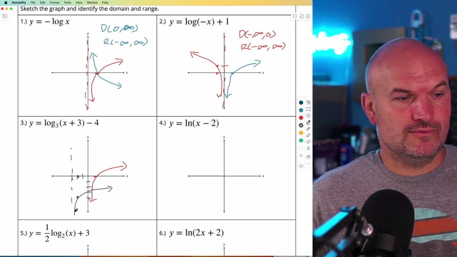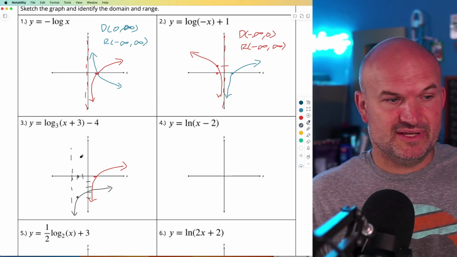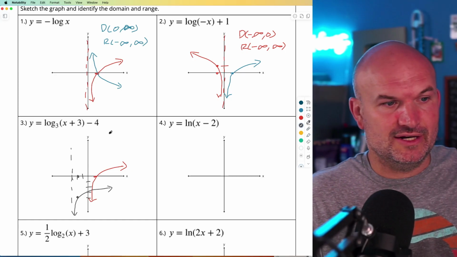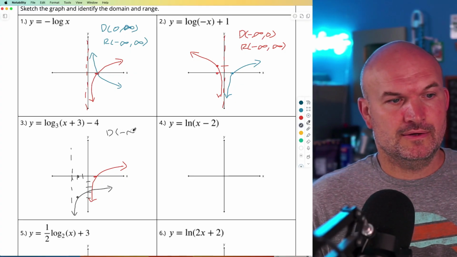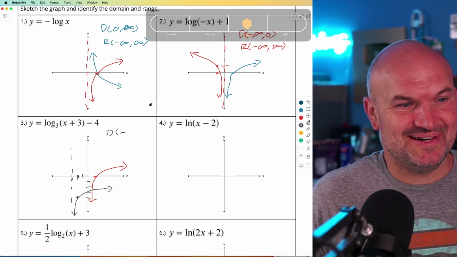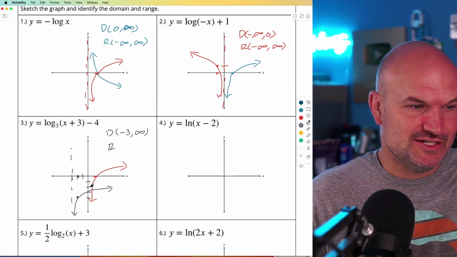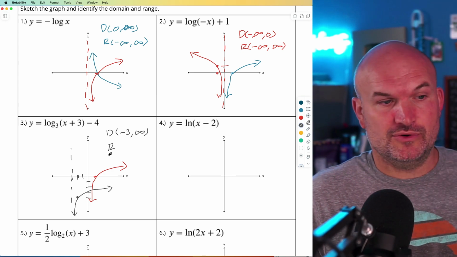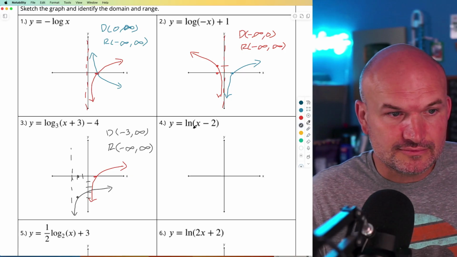All right, now what's interesting about this is my domain, again, got impacted because it can't go beyond that vertical asymptote. So now my domain is from negative 3 to infinity. I don't know why I didn't write negative 3. I said it, but I didn't want to write it. So that's negative 3 to infinity. And my range is going to go from negative infinity to positive infinity.